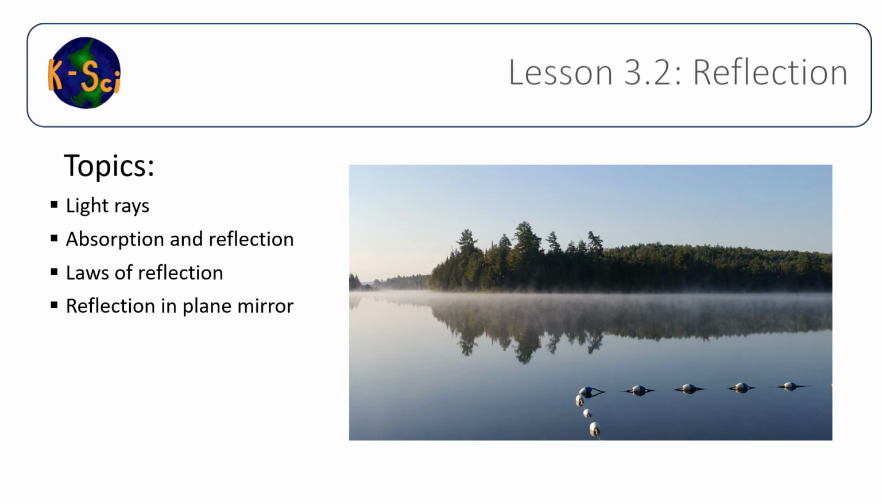Hello there. In this lesson, we're going to look at reflection. So reflection is what happens when light bounces off of a substance. And of course, there's different types of substances. The reason that we can see these trees on the shoreline in this picture is because the sun's light is bouncing off of them and into the camera or the eye of the person watching.